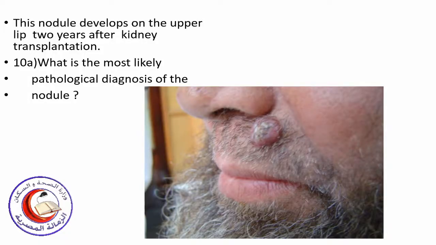This is a diversion. This nodule appeared on the upper lip of a person that had received a kidney transplant 2 years previously, and of course has been on immunosuppressive therapy. The immunosuppressive therapy lasts for as long as the graft is still functioning. This is called maintenance immunosuppressive therapy. Actually, this little nodule turned out to be a Kaposi sarcoma.